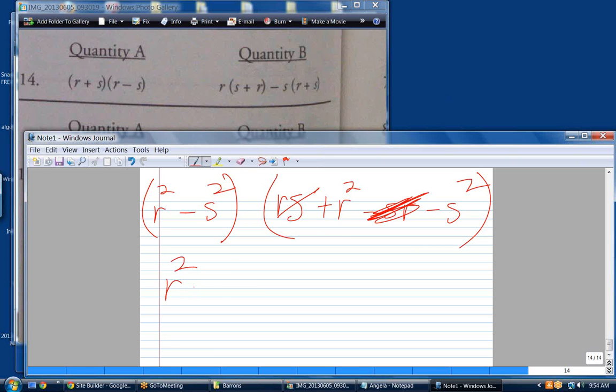So we have r squared minus s squared on the left, and we have r squared minus s squared on the right. Correct, so they're even. Equal. And that really didn't take long.